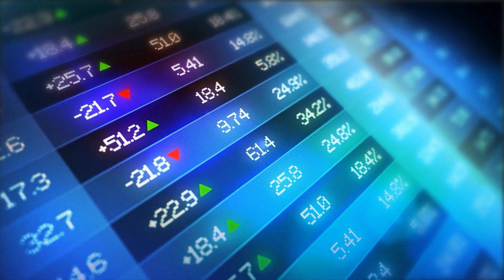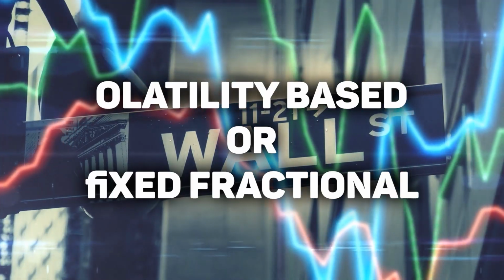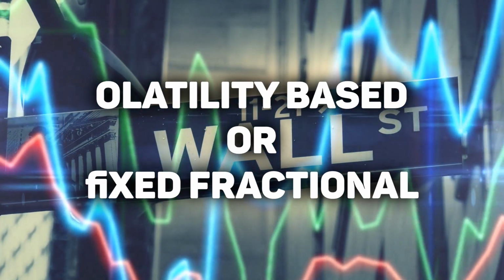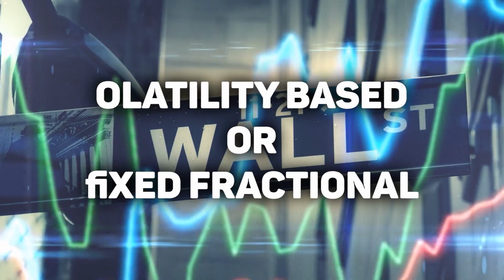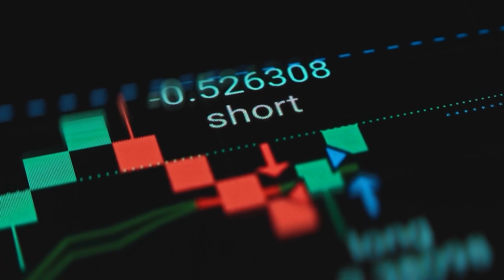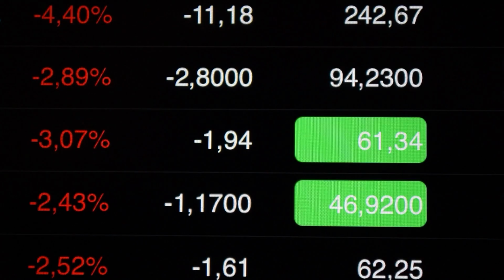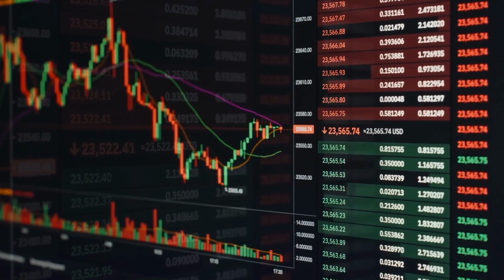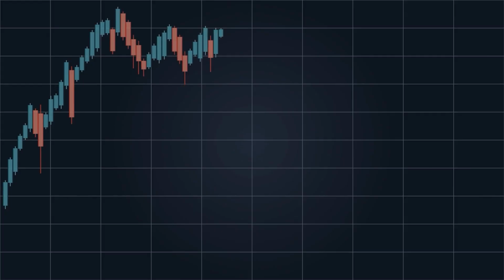Moreover, different position sizing models like volatility-based or fixed fractional sizing can be used to adjust your exposure dynamically according to market conditions. 2. Stop-loss orders. These automatic orders sell your position when the asset price reaches a certain level, helping to minimize losses during adverse market conditions. Stop-loss orders are essential for algorithmic trading, where market volatility can quickly shift asset prices.